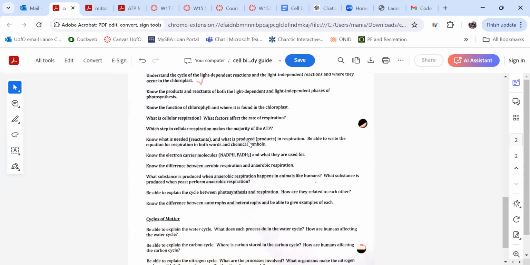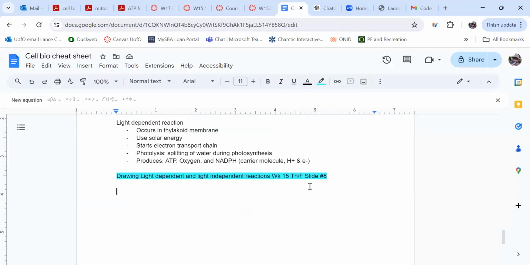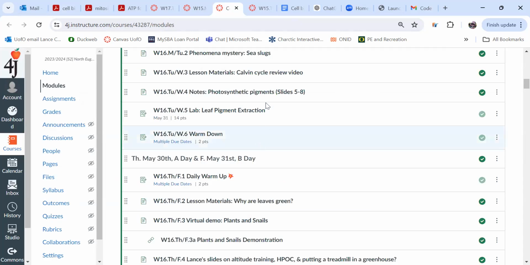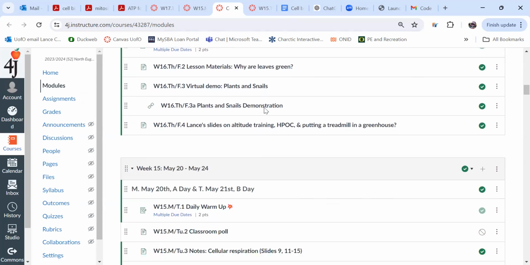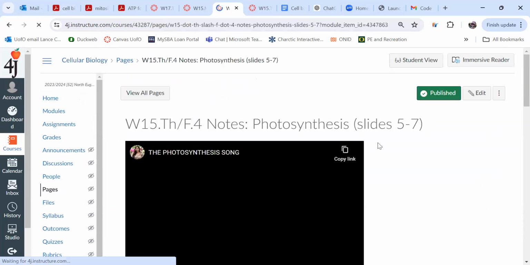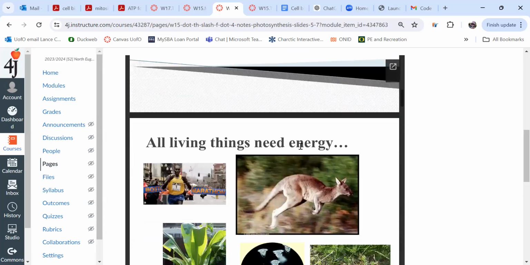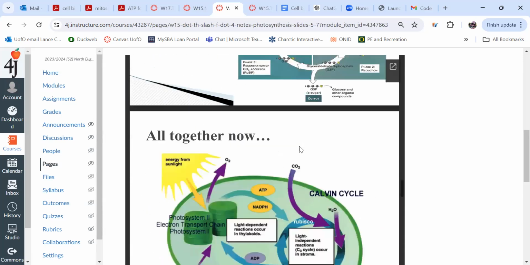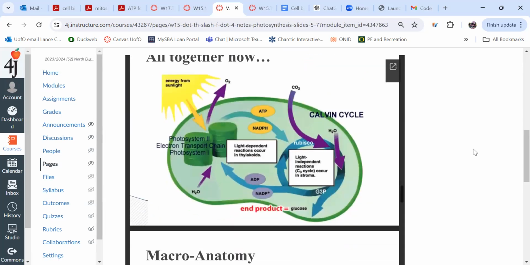Because our next thing that we have to do is know the products and reactants of both the light dependent and light independent phases of photosynthesis. So if you have this drawing here, which is slide number 8, week 15, you'll be able to see those reactants and products. Let's go to the pigments. So we said week 15, Thursday, Friday, slide number 8. Let's look at that and see if we can see what our reactants and products are. And that is number 8.